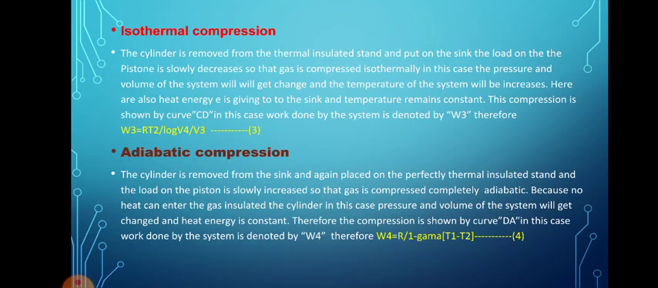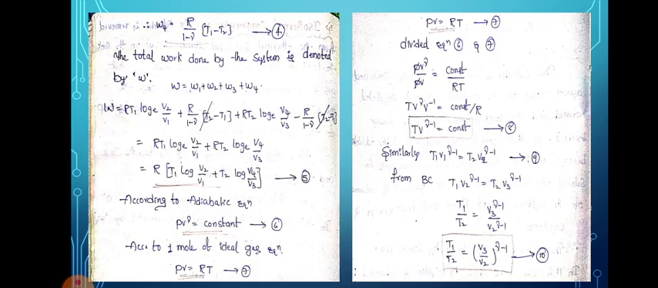In this case, the work done by the system is denoted by W4. Therefore W4 is equal to R by 1 minus gamma into T1 minus T2. This is equation number 4. The total work done by the system is denoted by W. Therefore W is equal to W1 plus W2 plus W3 plus W4.